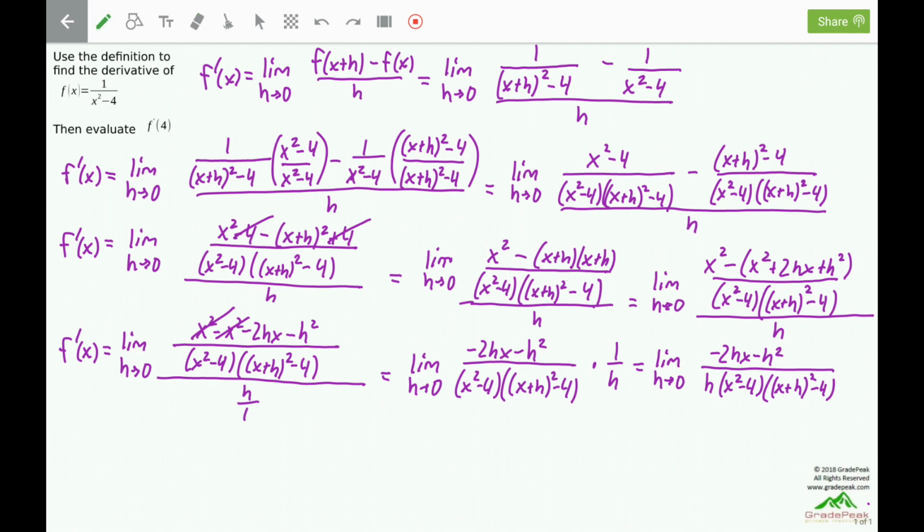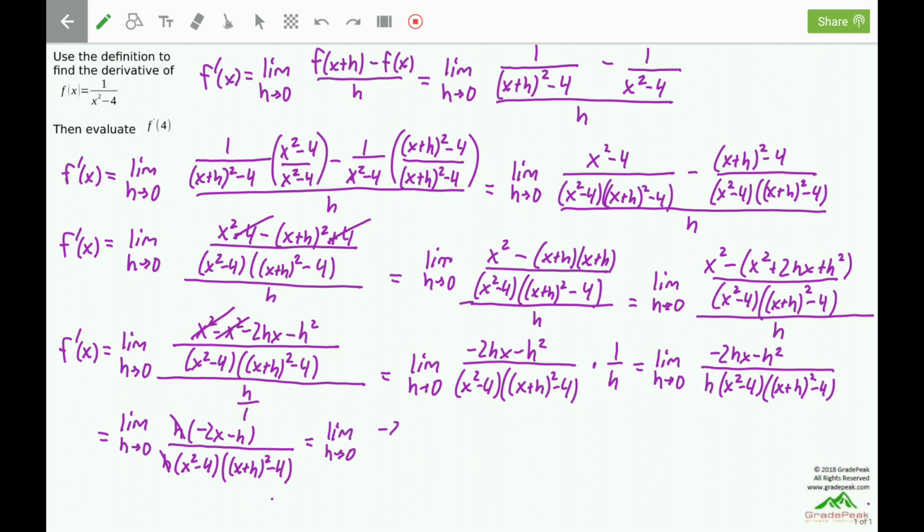So we can see the h that's in the denominator, and in the numerator every term should have an h in it because we're going to factor an h out. That'll be our next step. And we'll have limit as h goes to 0. Factoring h out will give us a negative 2x minus an h, and all of that is divided by h times x squared minus 4 times x plus h squared minus 4. Those h's can cancel. And we finally have removed the 0 over 0 indeterminate form.